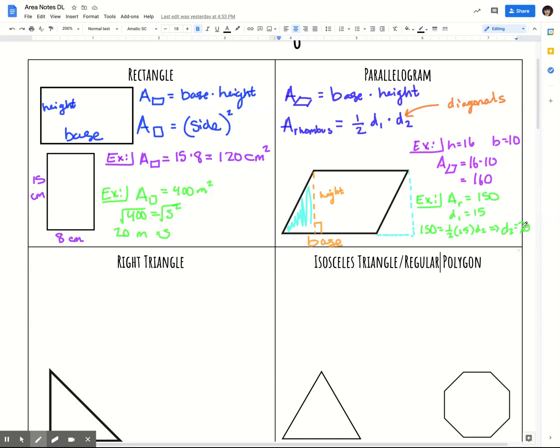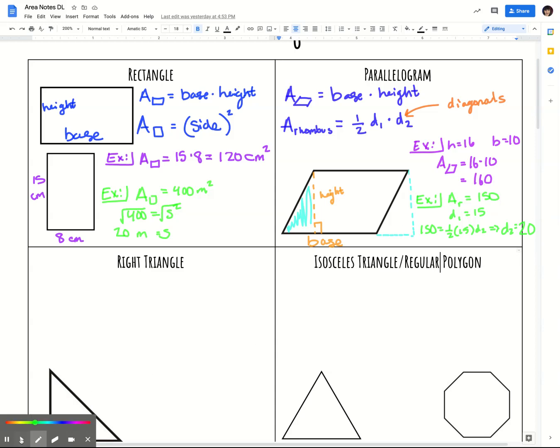Just like in the previous example, because I didn't give you units in the problem, you don't have to give me units in the answer, right? So just as a reminder, what I did here is I multiplied both sides by 2 to get rid of the 1/2, and then I divided both sides by 15. And when I did both of those steps, I got that d2 is 20.